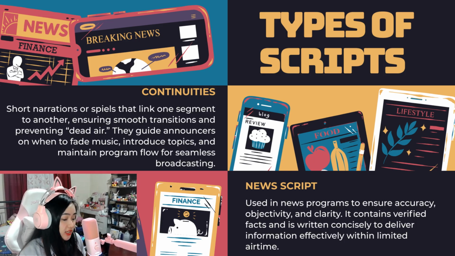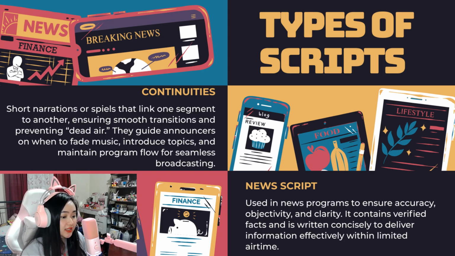Continuities are short narrations or spiels that connect one program segment to another, ensuring a smooth and natural transition between parts. They usually include ad libs, time checks, or station reminders that prevent dead air. For example, in music shows like The Morning Rush or Barangay LS Forever, announcers use short continuity scripts to keep energy consistent and guide listeners from one song or segment to the next. Even if they sound spontaneous, announcers often follow a written guide that tells them when to fade music, when to introduce the next topic, and how to maintain flow. Continuities may seem simple, but they are crucial for professional and seamless broadcasting.